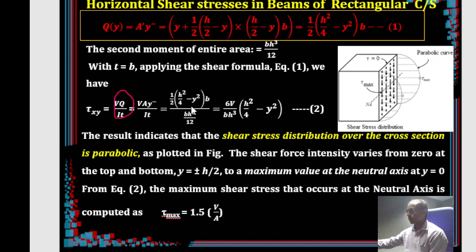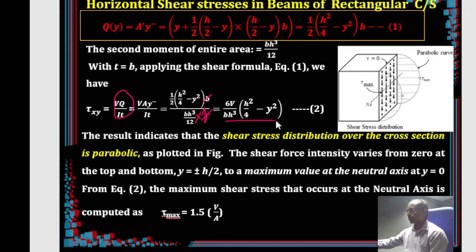So what was left with? h square by 4, right? What else are we having here? Half into h square by 4 minus y square, into b, divided by bh cube by 12. One b will be available here, because the width of the section is also b. So that b and this b get cancelled. Then we got here 6V by bh cube times h square by 4 minus y square.